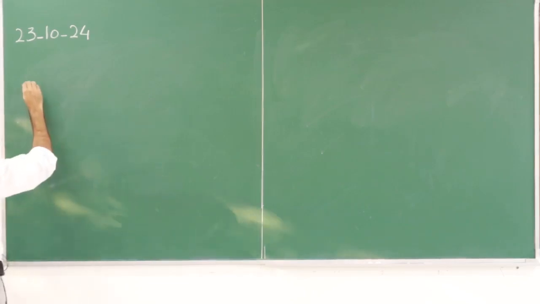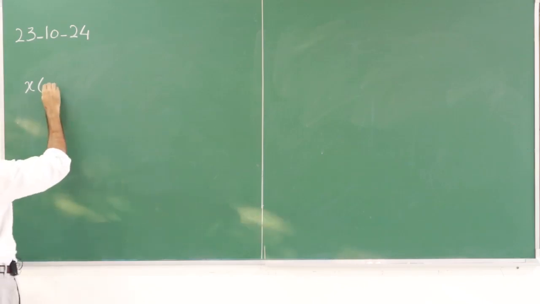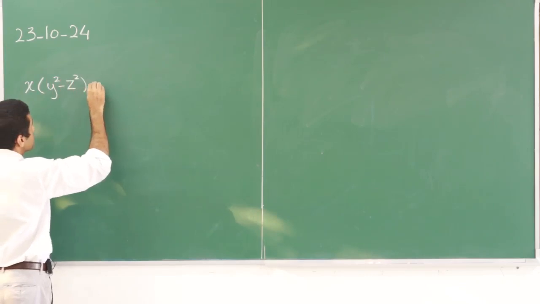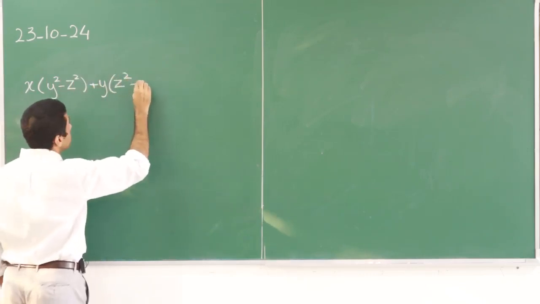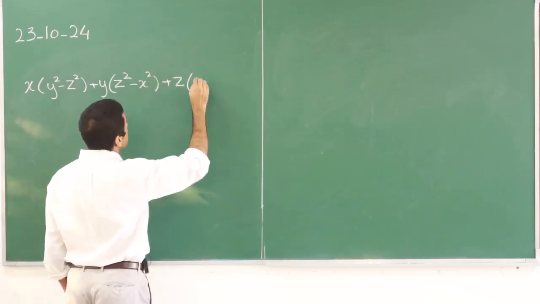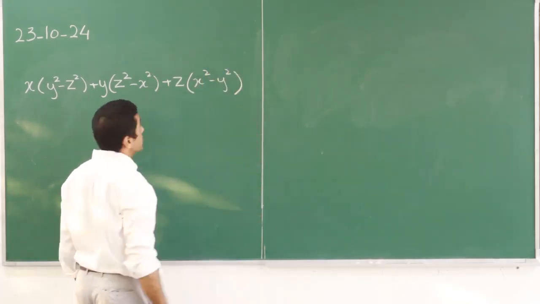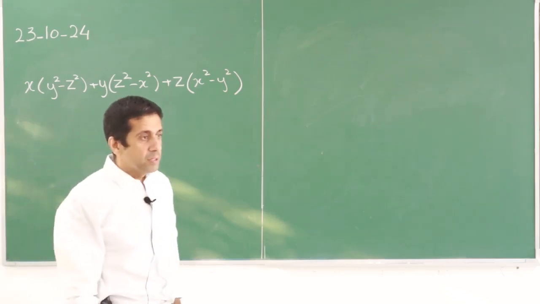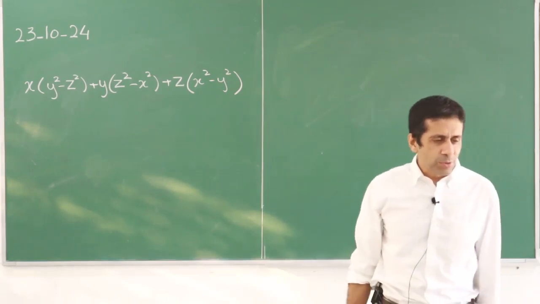Okay, so let's try this. x times (y squared minus z squared) plus y times (z squared minus x squared) plus z times (x squared minus y squared). Okay, so how did people think about this one? Mr. Abdur Rafi ji, what did you think?